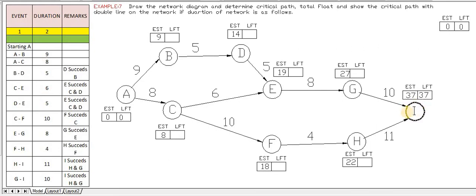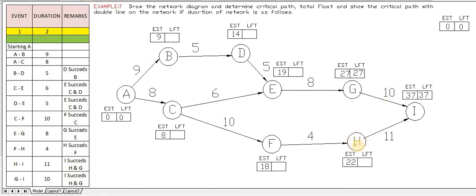We have already taken I as 37. What about the next, G? G has only one tail end. While calculating EST we looked at the head, now for LFT we look at the tail. So it is I to G, and I has an LFT of 37. So 37 minus 10 is 27, and we copy and paste this as 27.